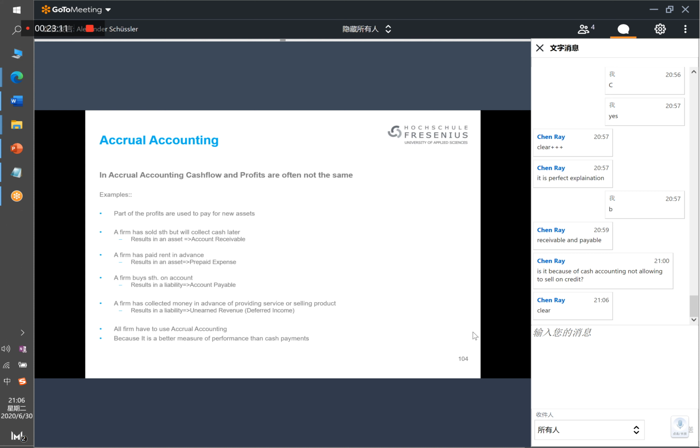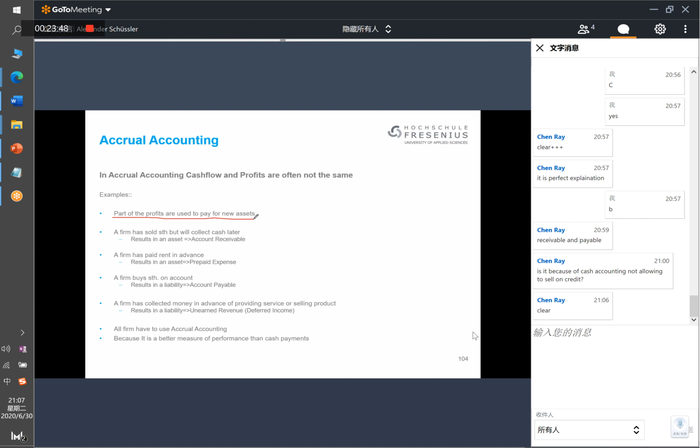In accrual accounting, cash flow and profits are often not the same. Here are examples. Sometimes, for example, you have a profit, but part of the profits are used to pay for new assets. Then actually the cash flow is lower than the profit, because you need some of the money of the profit to pay for new assets.